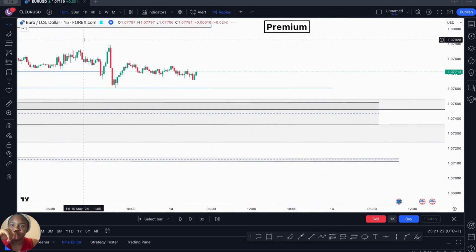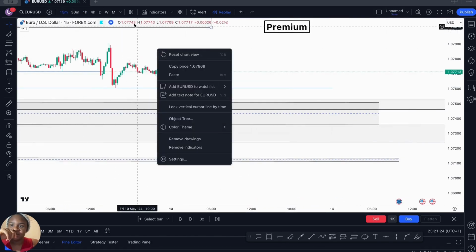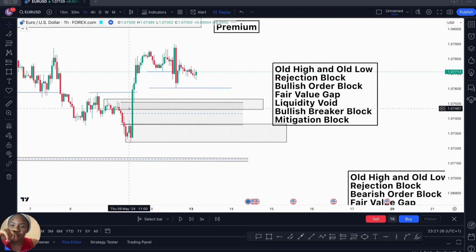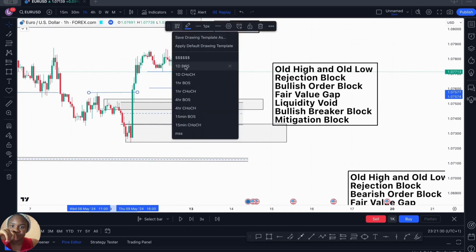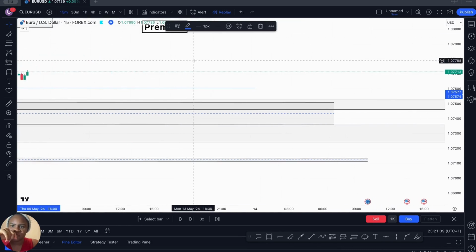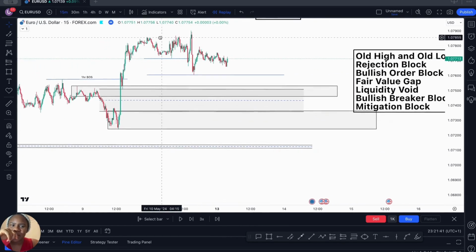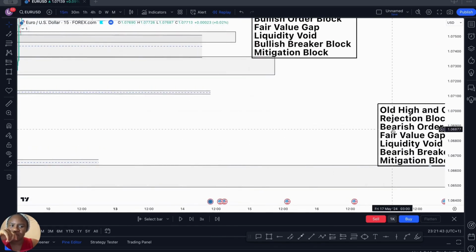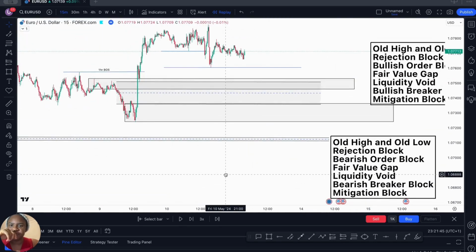I can go down to 15 minutes. On 15 minutes now, on 1 hour, this is a break of structure. Respect structure on 1 hour. But on 15 minutes, you can see premium and discount. I'm still on the discount. So on 15 minutes, I'll be looking for a sell. Because why? I'm on the discount on 1 hour. I'm respecting the higher time frame.